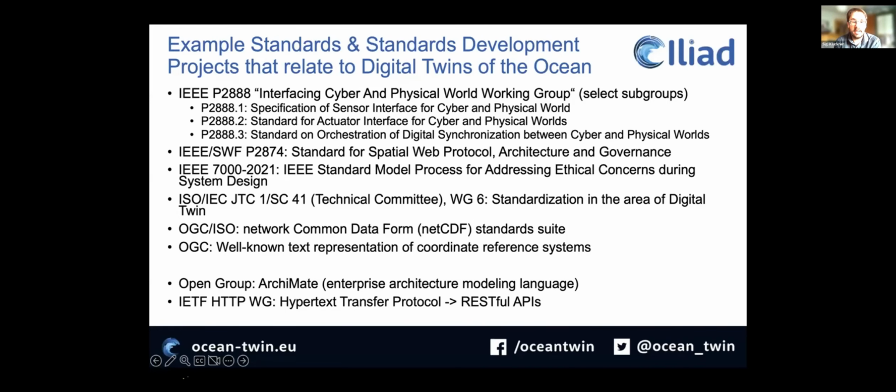So this is a working group, and they are aiming for developing a set of standards, especially for the sensor and actuator interfaces, making sure that the orchestration works. So this is an ongoing group, and as far as I know, everybody can join as an individual. We will hear the P2874 from George later on. This is a standard on a spatial web protocol, which is done in a collaboration between IEEE and the Spatial Web Foundation. An example for a process standard would be the IEEE 7000 that was just released in 2021, which is a model process for addressing ethical concerns during system design.